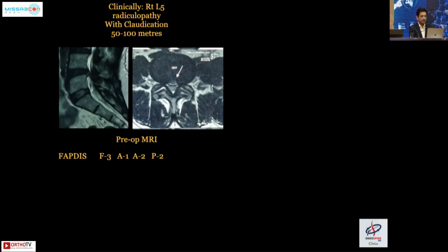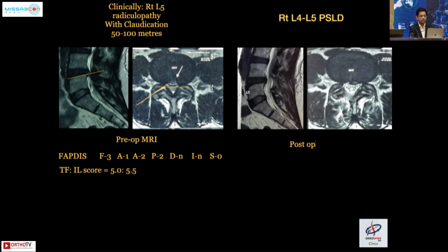Another MRI where we saw the FAPDIS factors is F3 type horizontal facets, central and paracentral herniation, lateral stenosis, dorsal near migration, inferior near migration, and no superior migration. The transforaminal to interlaminar score is 5 to 5.5. So we decided to go for interlaminar endoscopy, and this is the post-operative MRI.